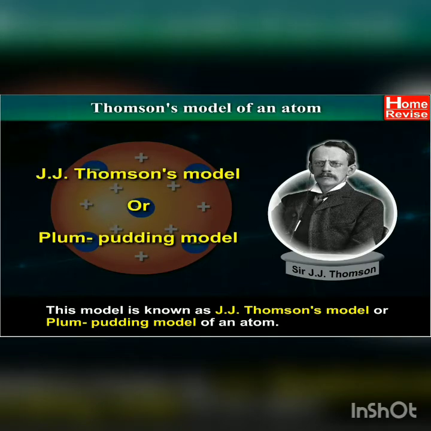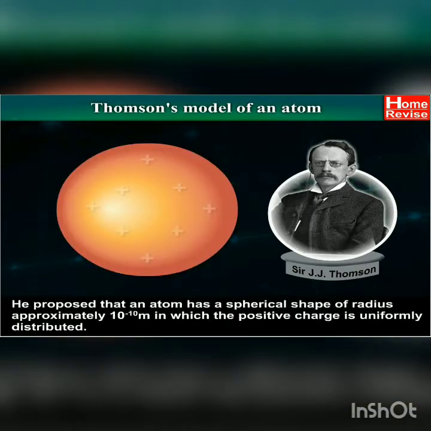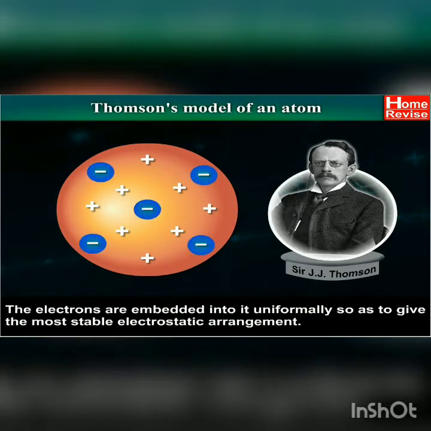He proposed that an atom has a spherical shape of radius approximately 10 raised to minus 10 meters, in which the positive charge is uniformly distributed. The electrons are embedded into it uniformly so as to give the most stable electrostatic arrangement.